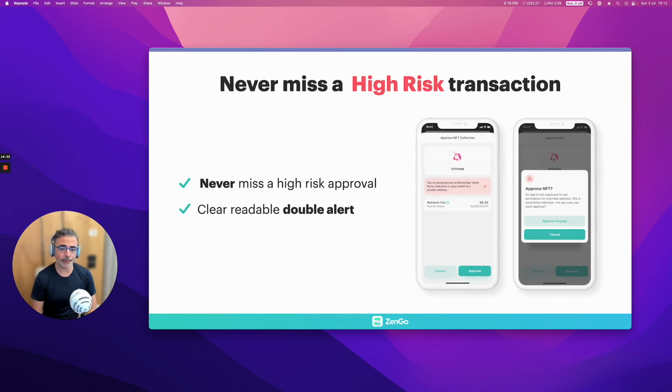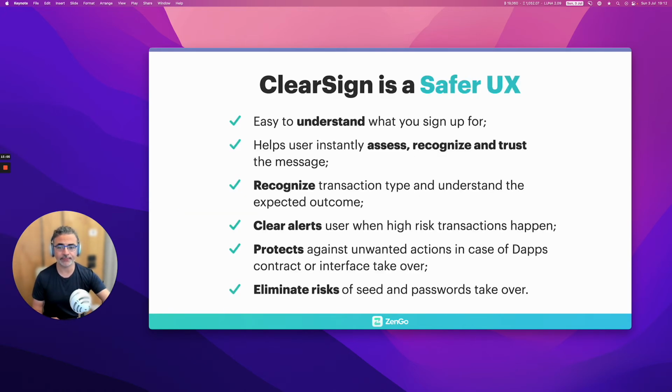If you are interacting with a high-risk transaction that may not be malicious, but it's a high-risk transaction, we will make it very clear that this is the case. For example, if you are about to give permission to all your wallet and to interact with everything that is in it, we will not only tell you very clearly this is the case, we will ask you twice about it so that you are certain to understand that you are about to give permission to a high-risk transaction. It might not be malicious, but you still need to be aware of it. And we make it extremely clear for people to understand that.